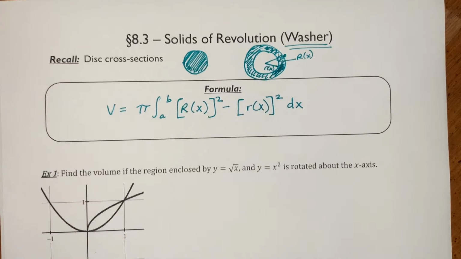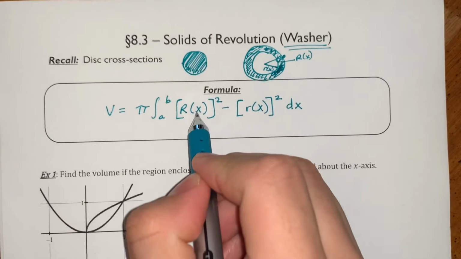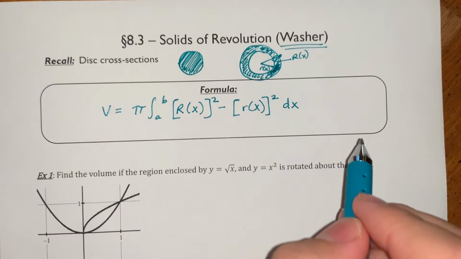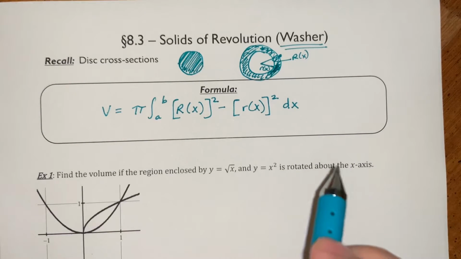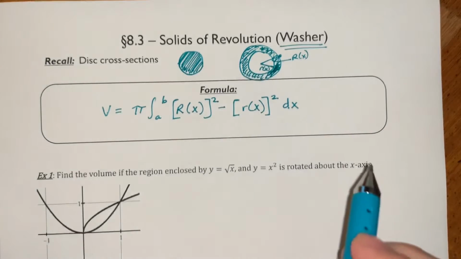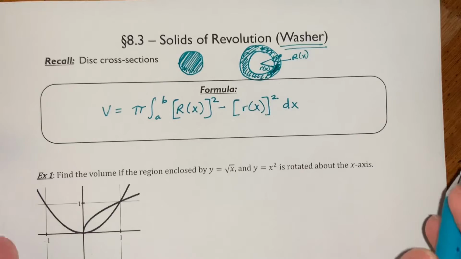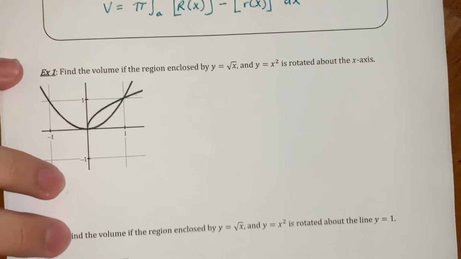Okay, and that's it. As long as you can figure out what the outer radius is and what the inner radius is, and sometimes that's the tricky part, knowing whether or not you add a number or a constant or something like that. But once you get the right setup going, you're pretty much good to go. All right, so let's see an example of what this is like.